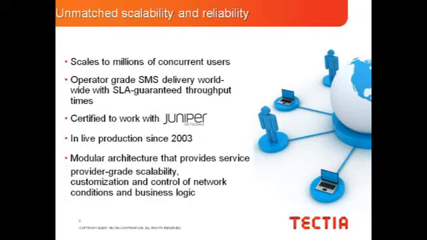Recently, as mentioned before, we are now a certified technology alliance partner and a certified solution for Juniper SSL VPN appliances by Juniper themselves. When it comes to reliability of this technology, we've been in live production since 2003 with Mobile ID server. And finally, with the modular architecture that Mobile ID provides, we can provide scalability, customization, and control of network conditions and business logic.